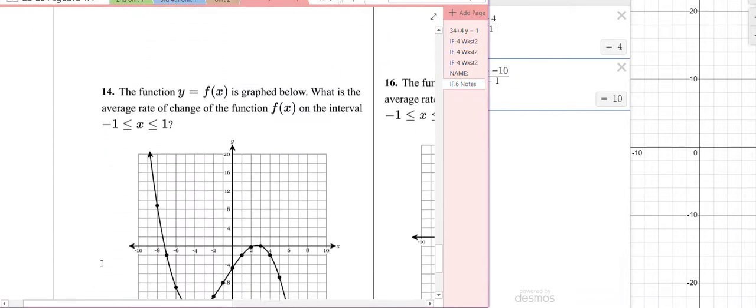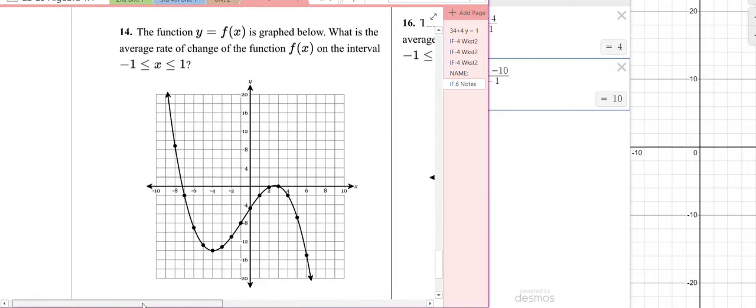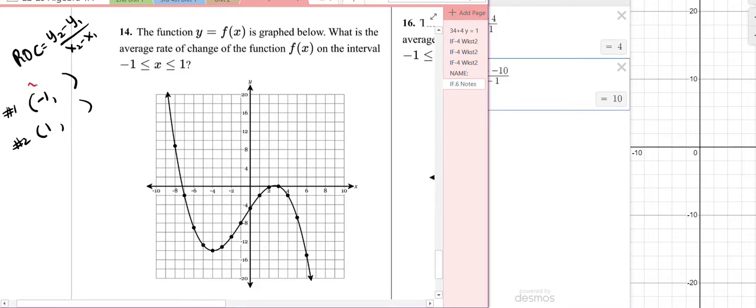All right, two more problems. So this is the function. What is the average rate of change on this interval? Okay, so let me just write our thing. ROC is y2 minus y1 over x2 minus x1. My first point is going to be -1, comma, we don't know the y. And the second point is +1, we don't know the y. Right, always keeping in mind x1, y1, x2, y2.